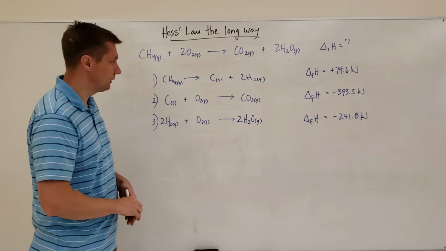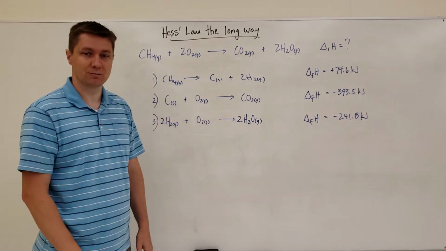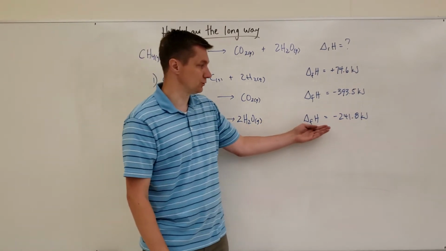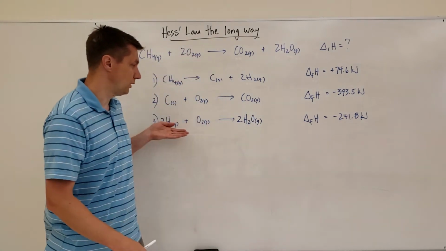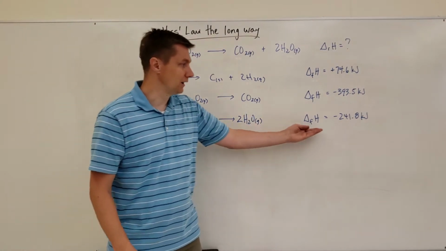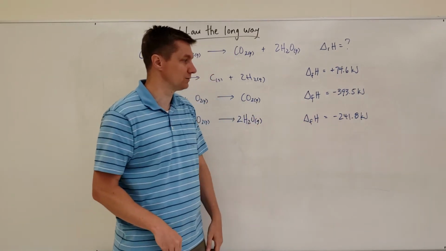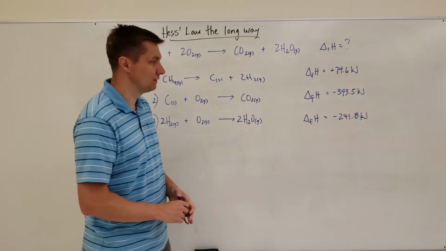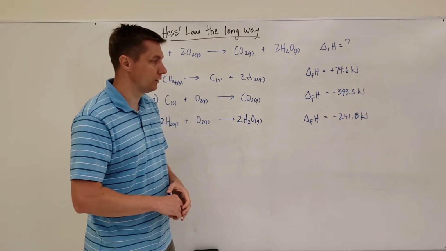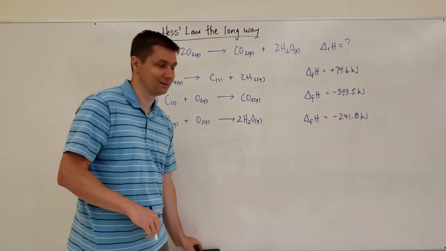Now, when I multiply this reaction by 2, I have to also show that if I'm going to have twice as much happening here, then I'm going to get twice as much heat being released as well. So I have to multiply this delta H by 2. That gives me a negative 483.6.